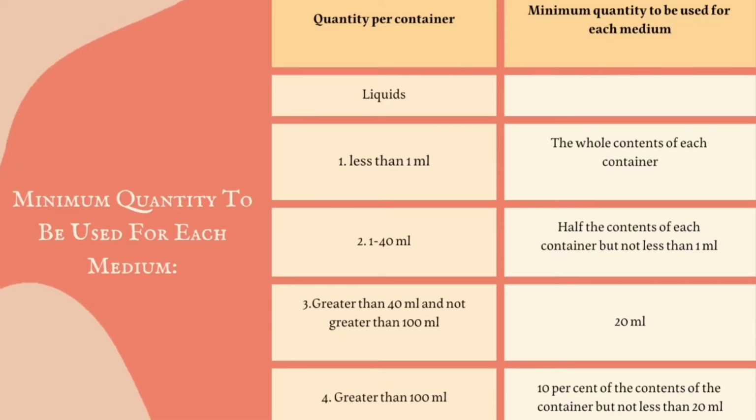Minimum quantity to be used for each medium. If a liquid is less than 1 ml, the whole content of each container. If a liquid is from 1 to 40 ml, half the content of each container but not less than 1 ml. If a liquid is greater than 40 ml and not greater than 100 ml, 20 ml. Greater than 100 ml, 10% of the content of the container but not less than 20 ml.